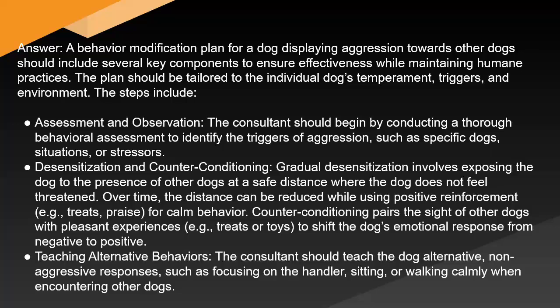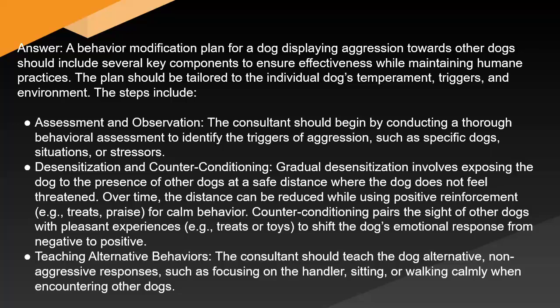Desensitization and counter-conditioning. Gradual desensitization involves exposing the dog to the presence of other dogs at a safe distance where the dog does not feel threatened. Over time, the distance can be reduced while using positive reinforcement, e.g., treats, praise for calm behavior. Counter-conditioning pairs the sight of other dogs with pleasant experiences, e.g., treats or toys, to shift the dog's emotional response from negative to positive.